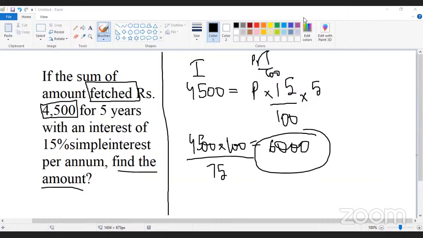So fetched means I got it. That is the meaning. Fetch means what I receive, what I'm getting, what I get out of it. That is what is fetched. Any other doubts? Any other questions?